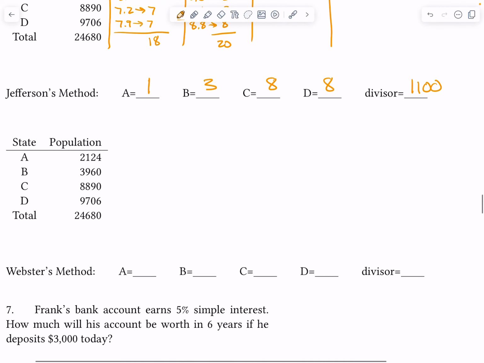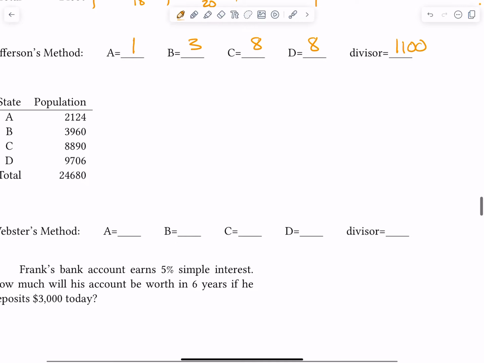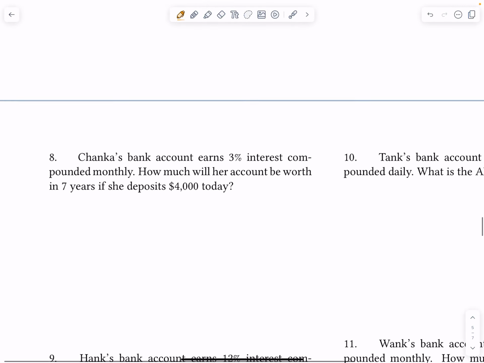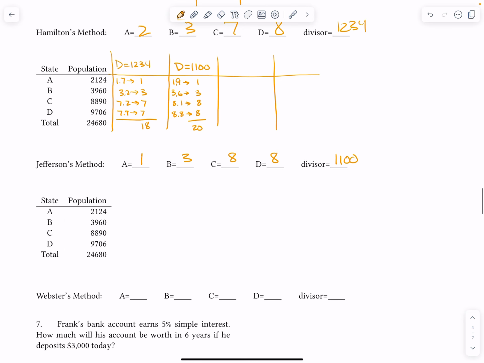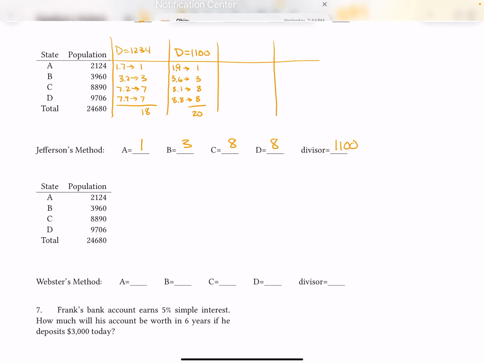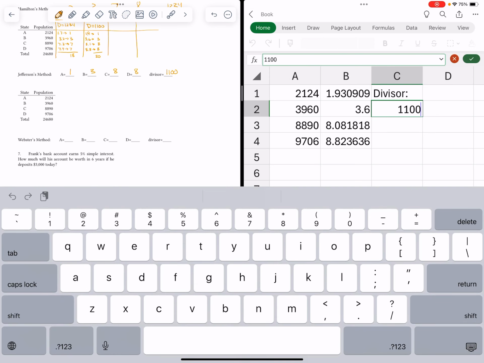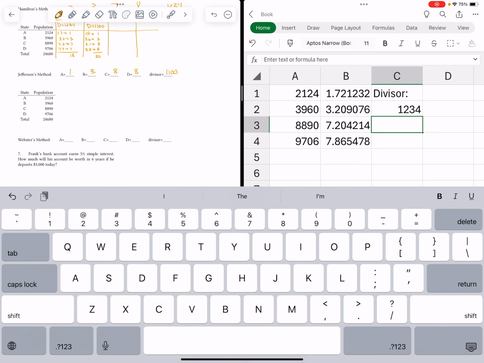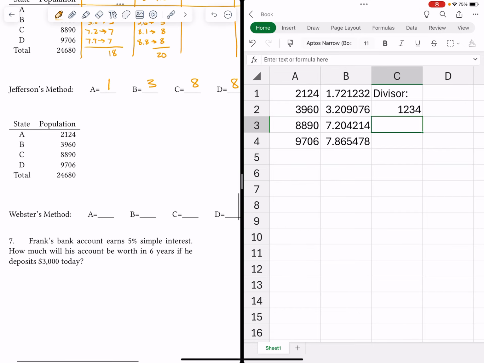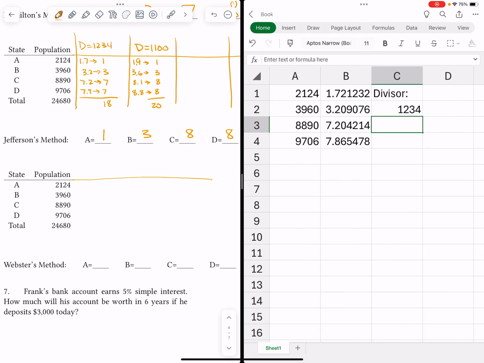Okay, with Webster's method, we're going to round in the normal way. Let's see if I can get that split view again. So let's go back to the original divisor of 1234. We'll do the same thing. D is equal to 1234. Round in the normal way. Take those numbers over there and round them in the normal way.